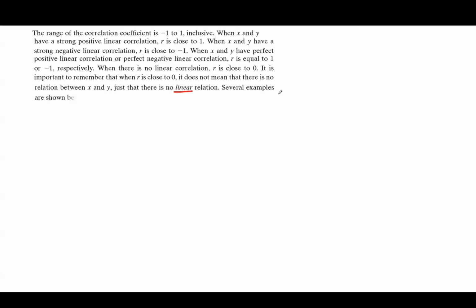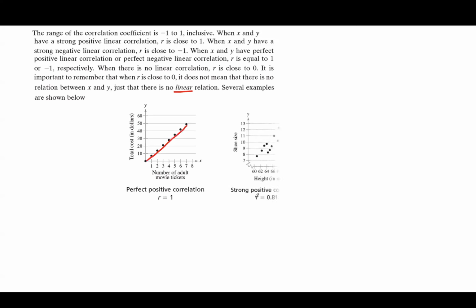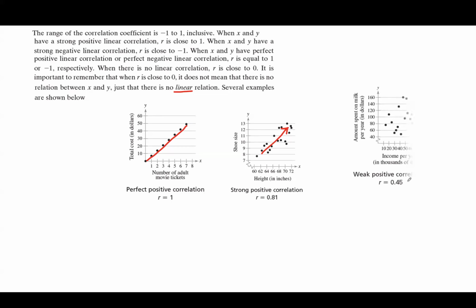Several examples are shown below to visualize how we analyze a correlation coefficient. For example, for a perfect positive correlation, the dots are lined up perfectly. For a strong correlation coefficient, you basically see some noise, but eventually you can visualize the relationship and the line passing through these points. With a weak positive correlation, we can still see the trend, the behavior, but we have much more noise around the regression line.